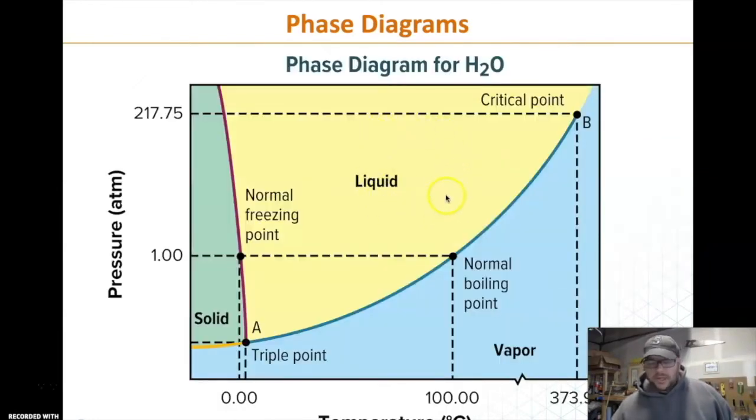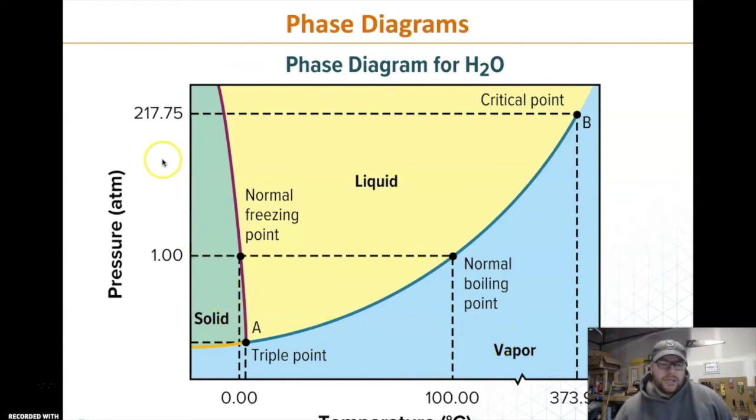Okay, so here's just a bigger picture. If we take 1 atmosphere of pressure and go across, if we start here below a temperature of 0, we're going to have a solid, and then we hit the melting point, and it melts into a liquid, and we keep heating it up, and we hit the boiling point, which then we turn into vapor. And so that's how you would read that.